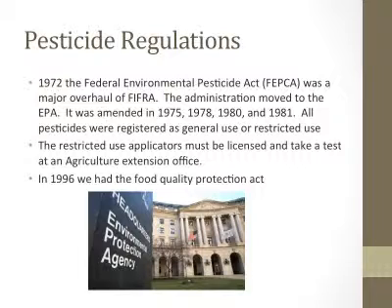The restricted use applicators must be licensed and take a test at an agriculture extension office. So there are pesticides out there that are very damaging if you use too much of it. They can be very toxic to the environment if you use too much of it. But if you use it in the right amounts, it's perfectly safe. And so basically they made these restricted pesticides, and in order to use them, you have to go take a class and you have to be licensed. Basically, they want people using them correctly, not that they don't want them to use them at all.